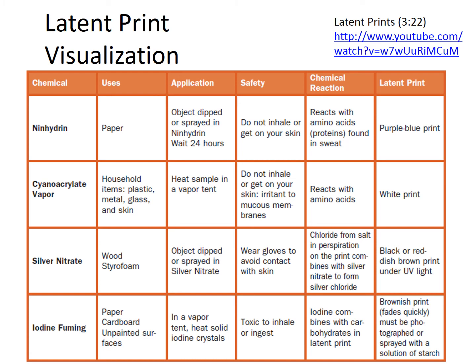And then iodine fuming works well for paper, cardboard, or unpainted surfaces. So once again, that's your more porous surfaces. You need a vapor tent and solid iodine crystals, and it's very toxic to inhale. So you get a brownish print that fades quickly that you either need to photograph or spray with a starch solution.